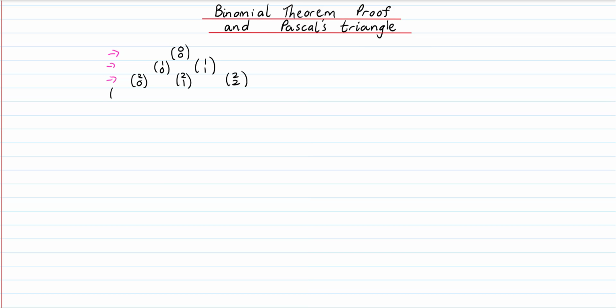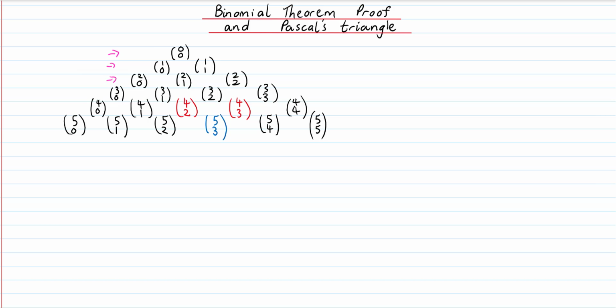So the next row then, we're going to have 3 choose 0, and then 3 choose 1, 3 choose 2, and 3 choose 3. I'm just going to write out the next 2 rows, so then we'll have 5 rows of our triangle. So we've got 5 rows of our triangle now, and one key thing we can note is that the 5 choose 3 term, which I've written in blue, is equal to the sum of those terms in red in the previous row. So 5 choose 3 is equal to 4 choose 2 plus 4 choose 3.